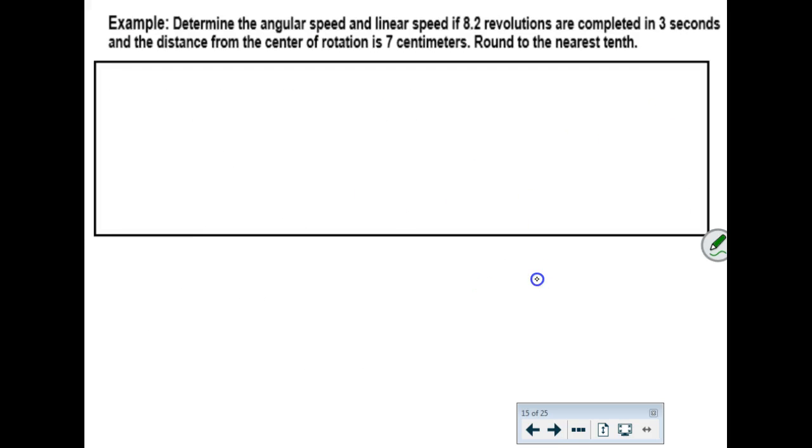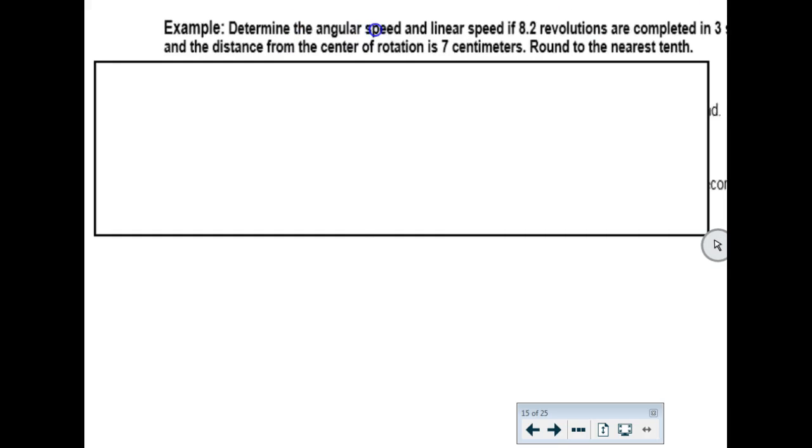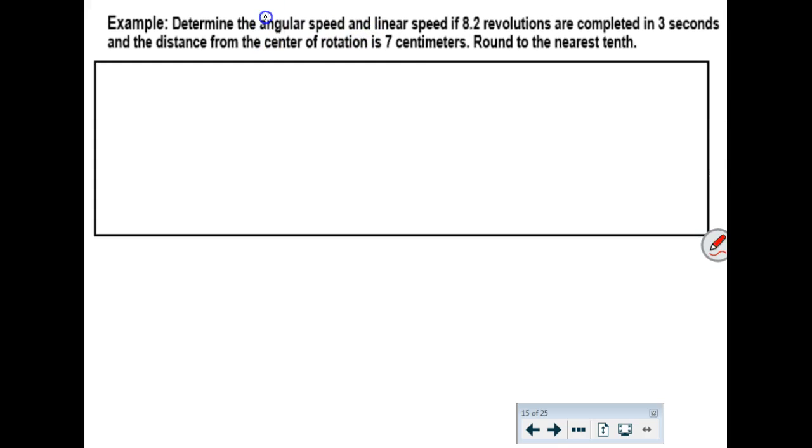All right, let's try some examples here. This one's already done for you, and I'll be honest, the way the book wrote it out, I find a little confusing. If you like the way the book did it, it's fine. I'm just going to do it a little differently. We're going to determine the angular speed and the linear speed, and we're literally going to do it in that order. The first thing I'm going to do is find the angular speed, which is that weird omega thing. And then the second thing I'm going to do is find the linear speed.